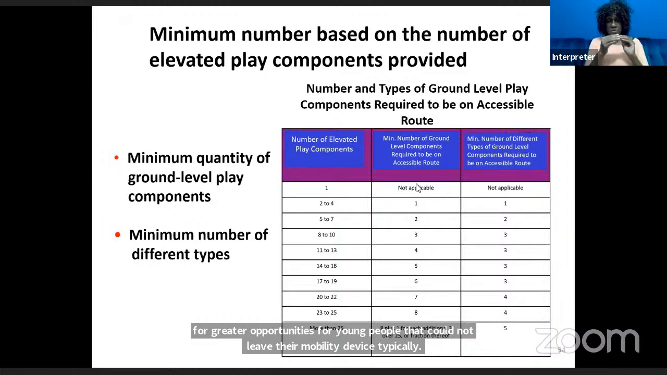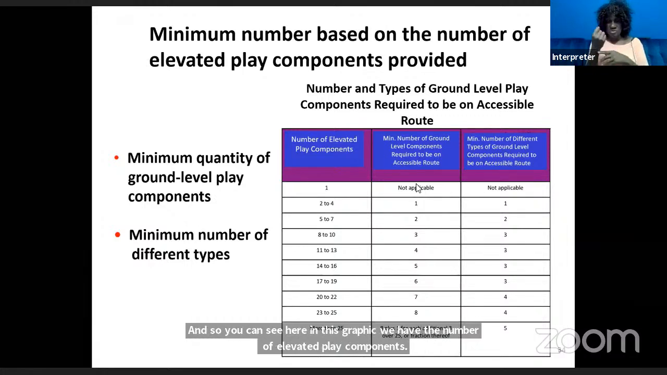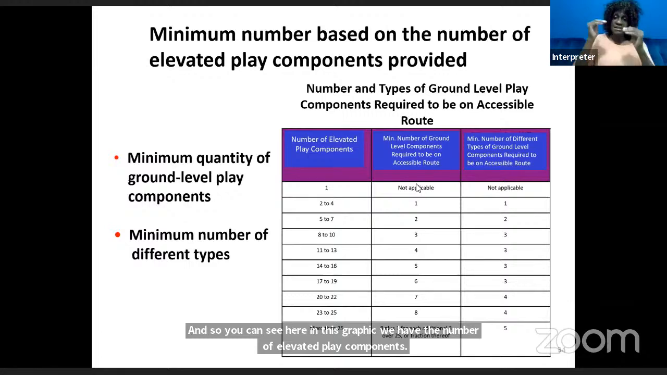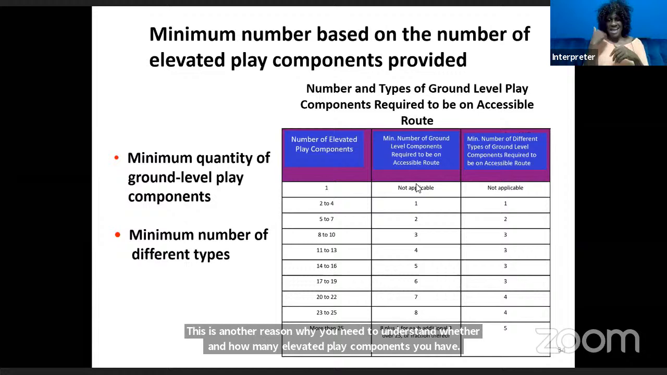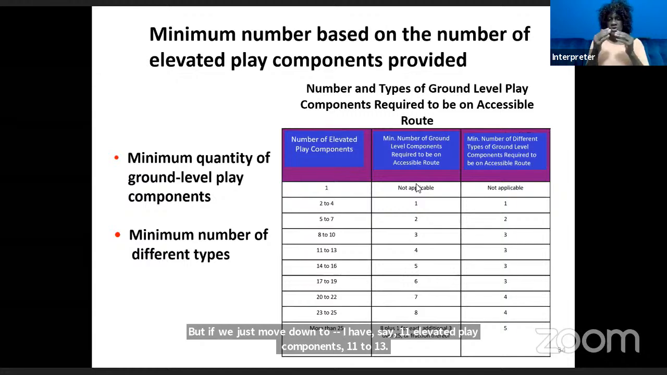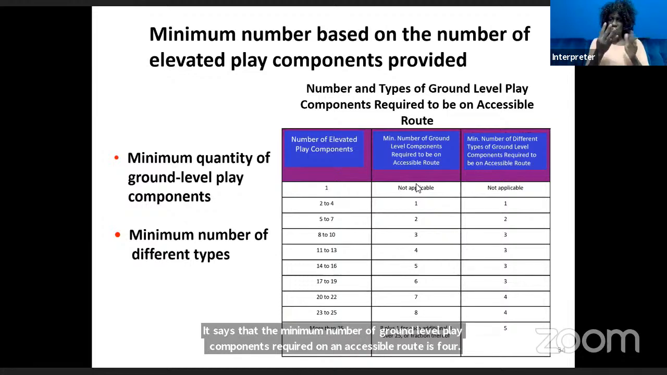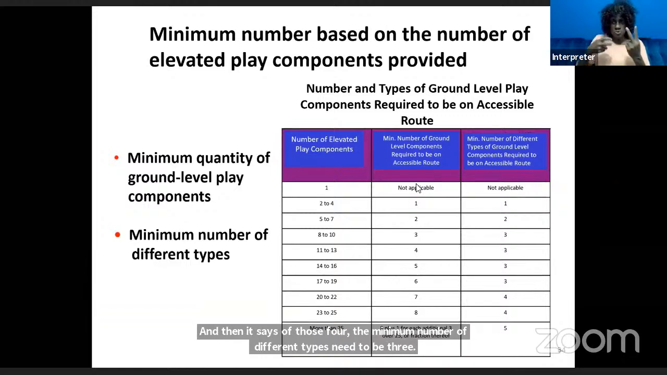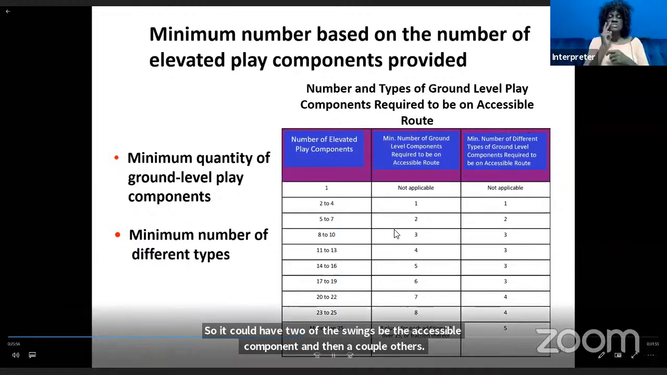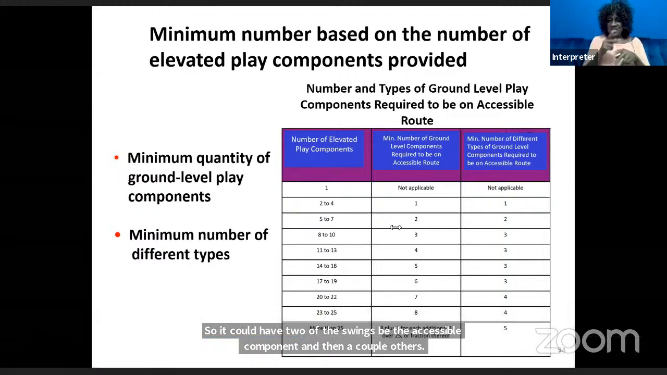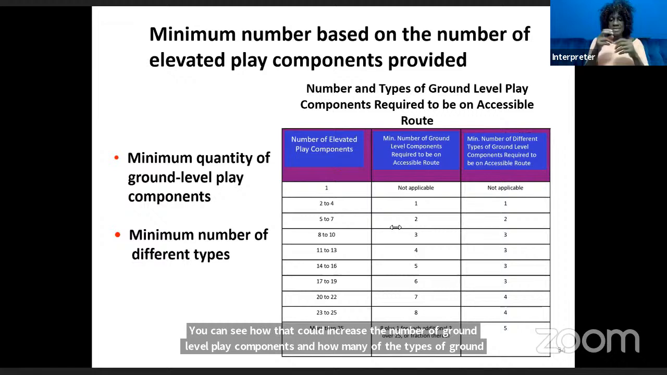This is another reason why you need to understand whether and how many elevated play components you have. But if we just move down to, say, 11 elevated play components, 11 to 13, it says that the minimum number of ground level play components required on an accessible route is 4. And then it says of those 4, the minimum number of different types needs to be 3. So I could have 2 of the swings be the accessible component and then a couple others. You can see how that could increase the number of ground level play components and how many of the types of ground level play components you have based on the number of elevated play components provided.